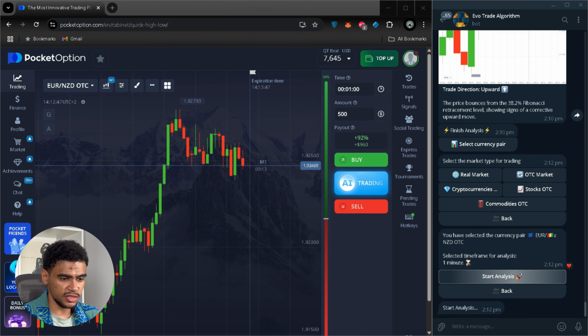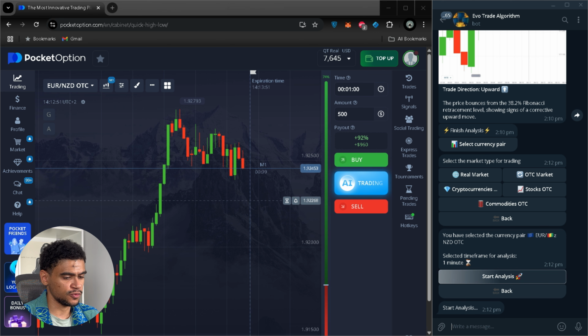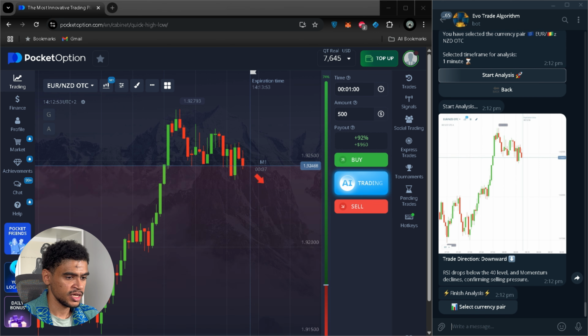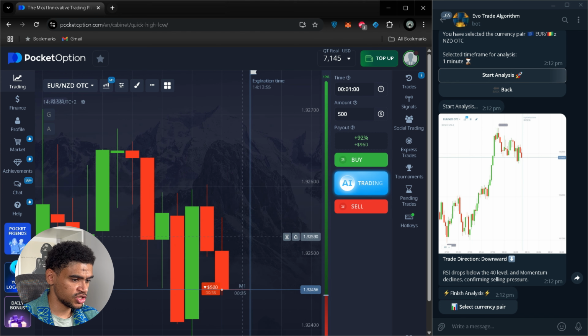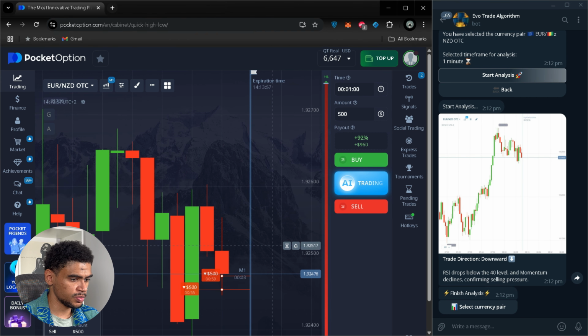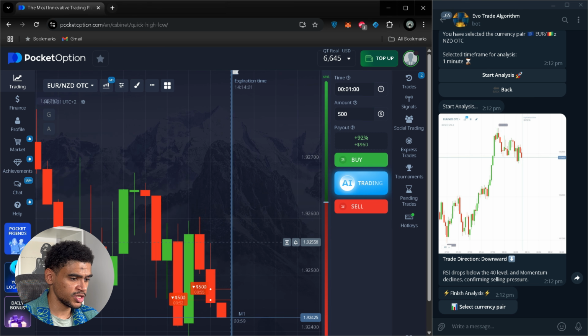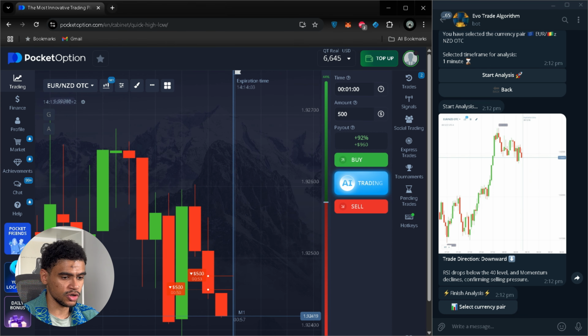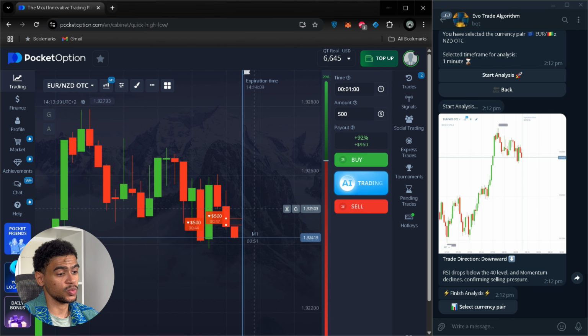We're taking these trades every single minute, and there it is, waiting for analysis to come in. Downward position, we take a sell position. Wait for a second, the price goes up, we drop another one, and we are good now. That's pretty much it. We placed our trade. This is $1,000. RSI drops below the 40 level and momentum declines, confirming selling pressure. And now we just wait and observe.